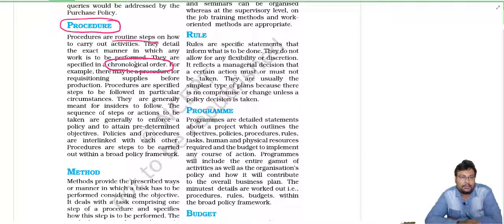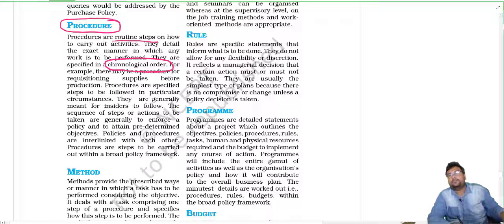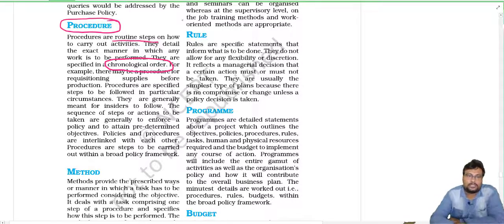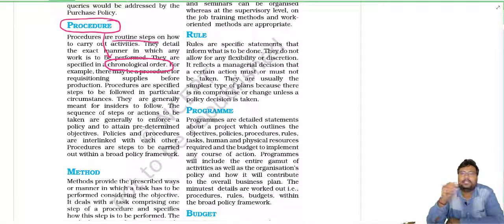Procedures are generally to enforce a policy. Procedures are generally to enforce what, beta? Policy. Whatever policies are there, according to that policy, how the work will be done and the predefined sequence for doing the work is considered a procedure. So the procedure keyword is chronological order of doing the work. A predefined sequence of doing a task is considered a procedure. Okay.